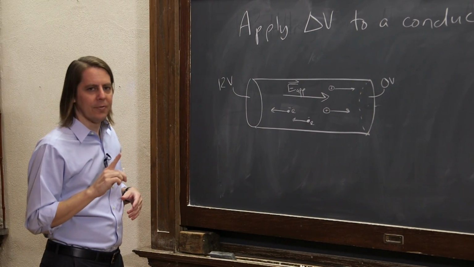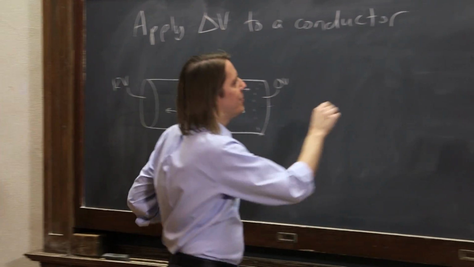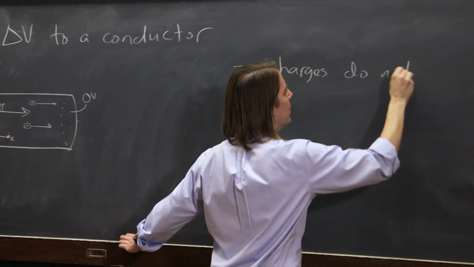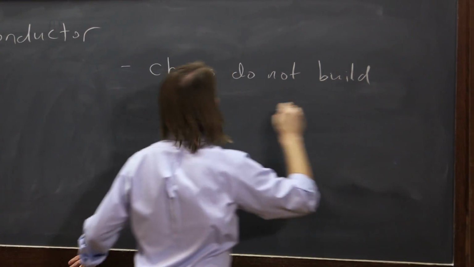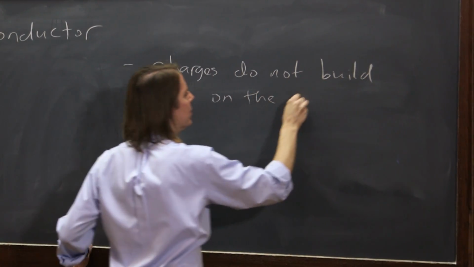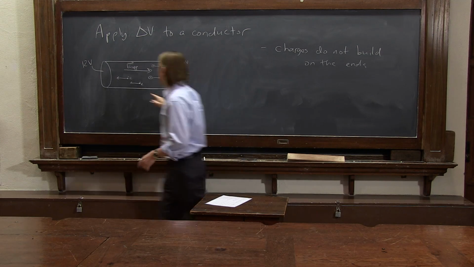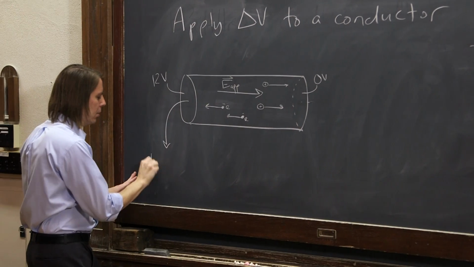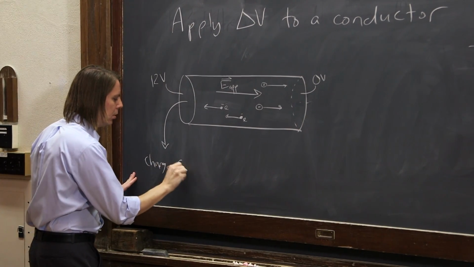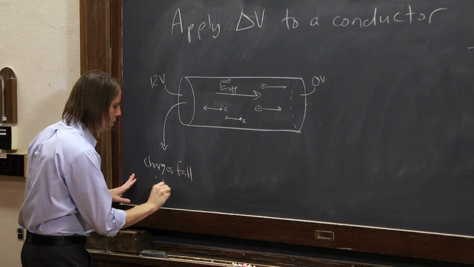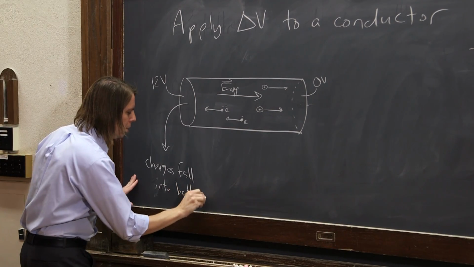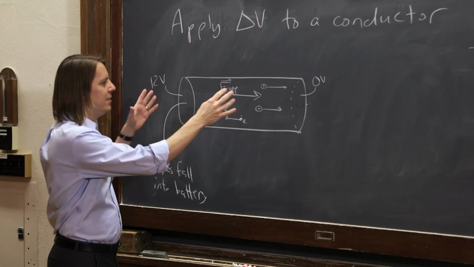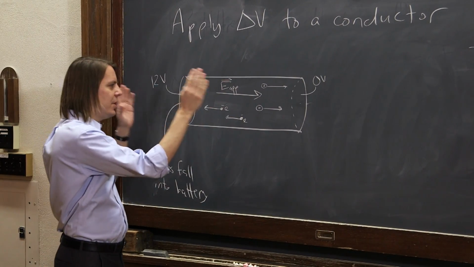But here's the difference: because of the battery, the charges do not build up on the ends. When the charges get here, they don't build up, they just fall into the battery. That's how it's physically different from sticking the conductor in just a uniform electric field. Now we're touching it to a battery.